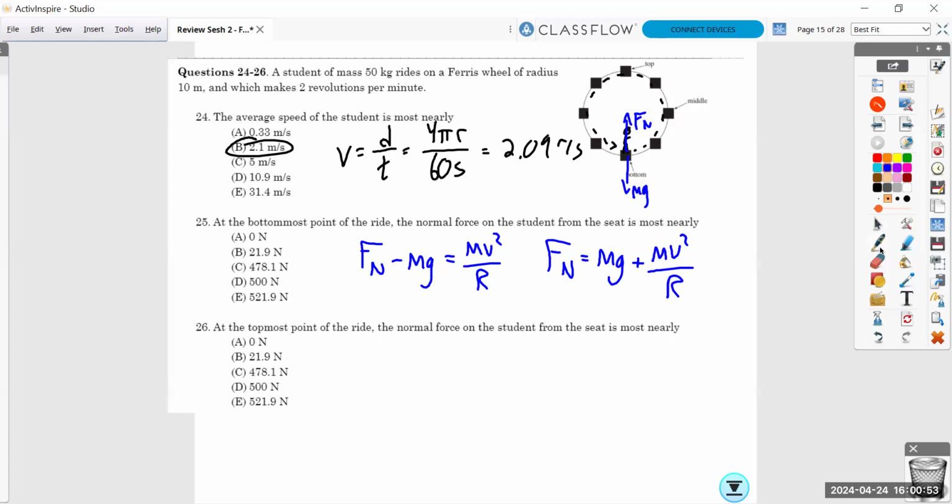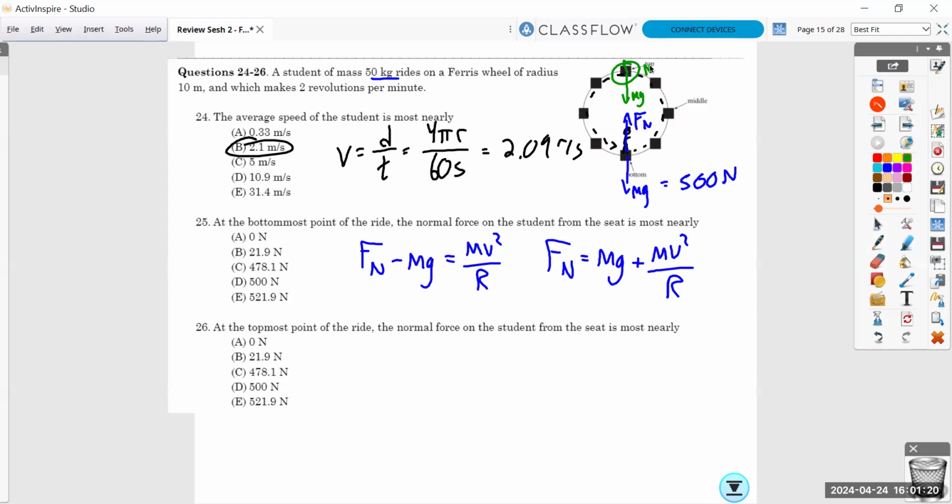Although, given that our student has a mass of 50 kilograms, which means that gravity is 500 newtons. If this is gravity plus something, you might be able to guess the answer anyway. What if I'm doing the other one? What if I'm at the top of my ride? I still got gravity and I still have my normal force, right?